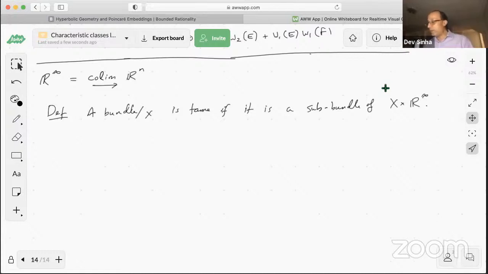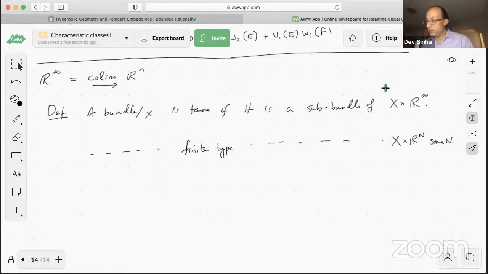Let me modify the previous notation. A bundle is finite type, which is the language used in Milnor and Stasheff, if it's a subbundle of X cross R^n for some n. So finite type bundles are tame, but tame is a bit more broad.